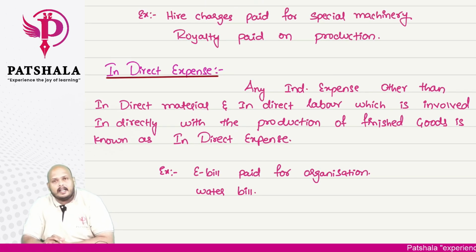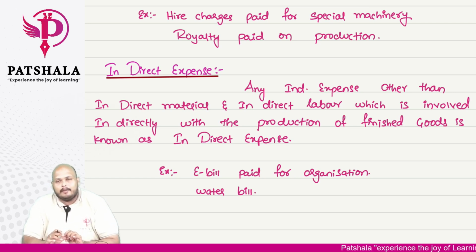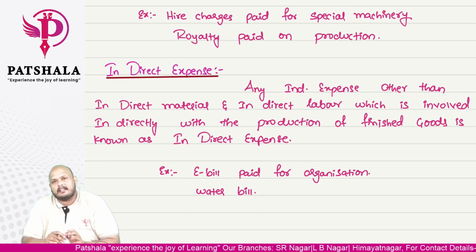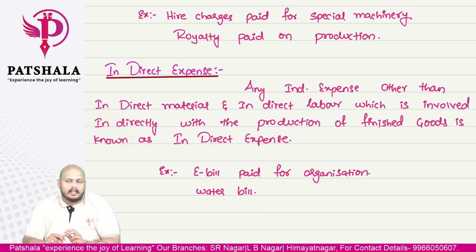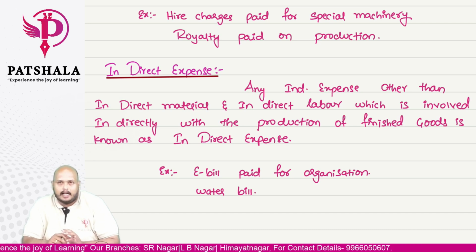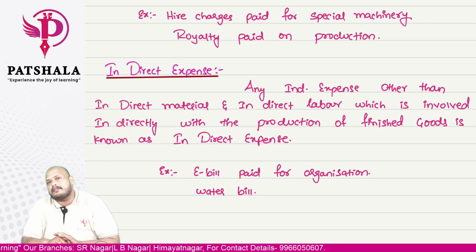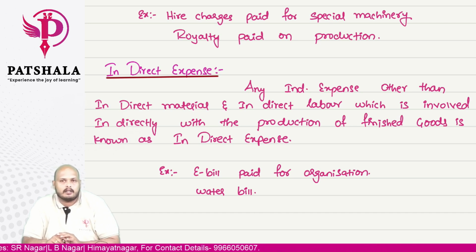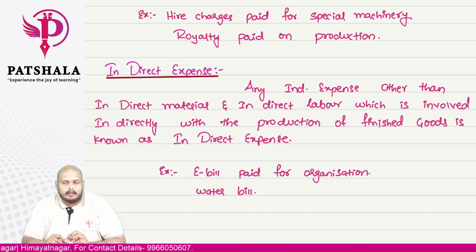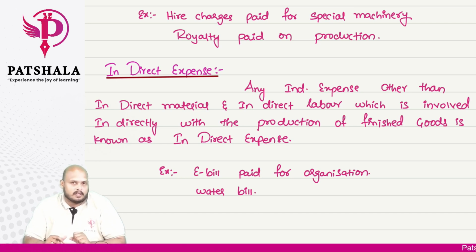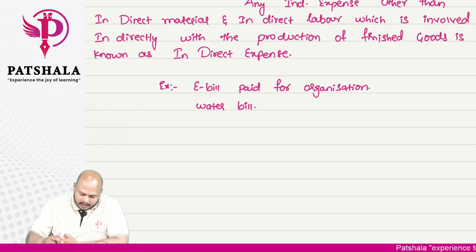So in depth, if you see the classification of elements, we have three elements here. What are those? One is material, another one is labor, and the third one is what? Expenses. So material is subclassified into two types: direct material, indirect material, and labor is subclassified into two types: direct labor, indirect labor. And expense has been subclassified into two types: direct expense, indirect expense. Now, the sum of direct material, direct labor, direct expenses, these three things together we will call prime cost. Which cost here? Prime cost. Let us see.